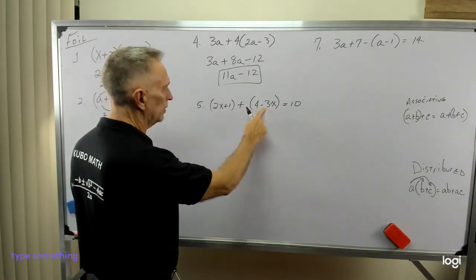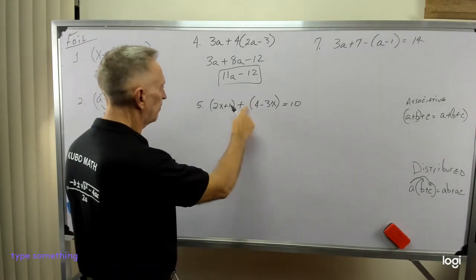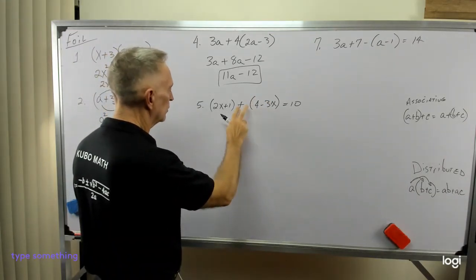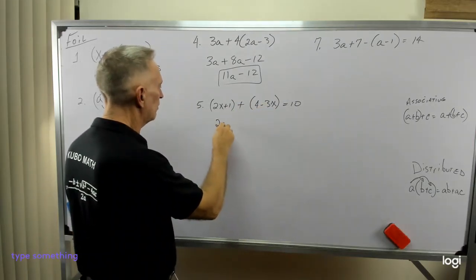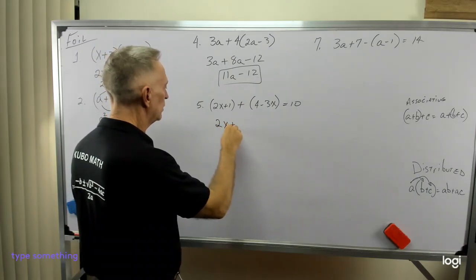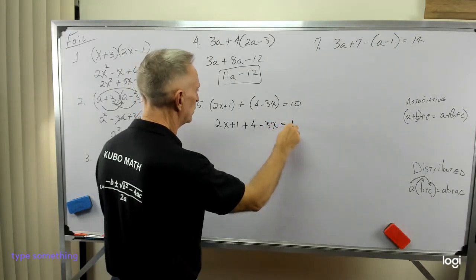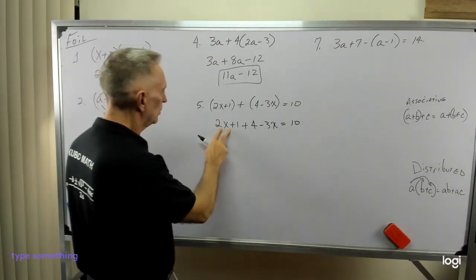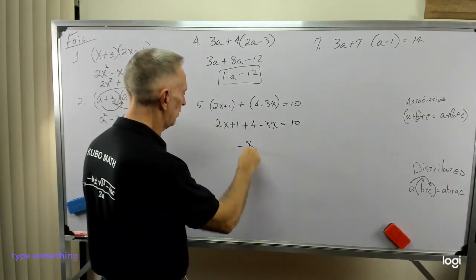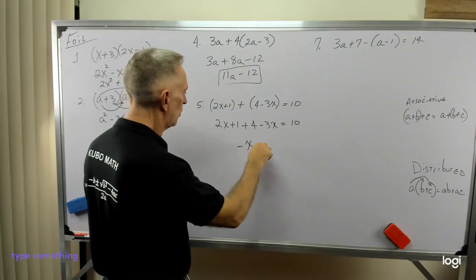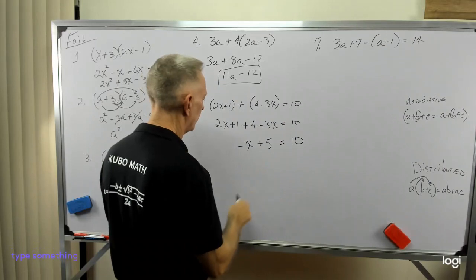Everything is added. Now there is a negative here, but I'm adding that parentheses. So it's 4 plus 4, plus 4, but also plus a negative 3x. So I can remove those parentheses. 2x plus 1 plus 4 minus 3x equals 10. Well, if I collect the terms, 2x minus 3x gives me a negative x. 1 plus 4 gives me a positive 5 equals 10.